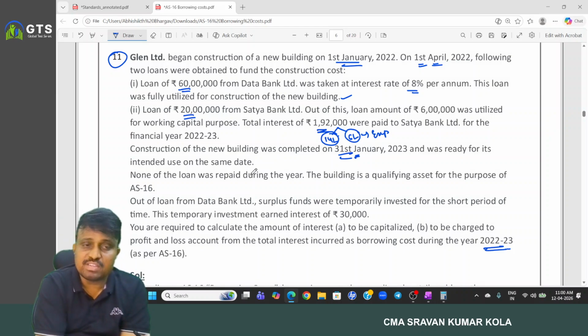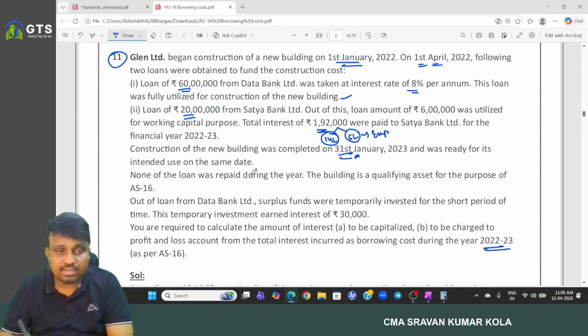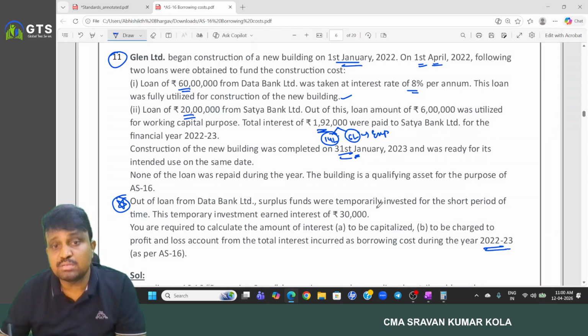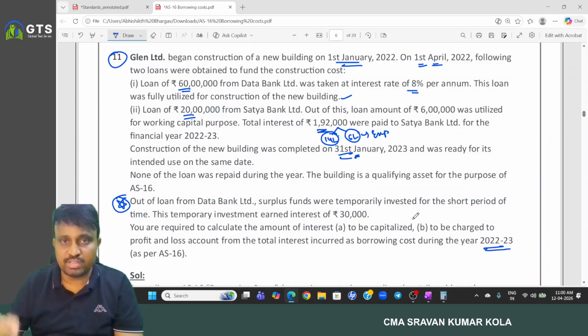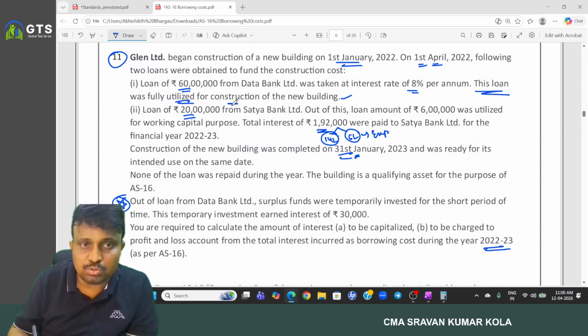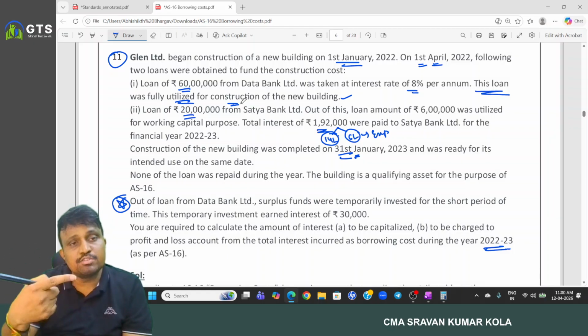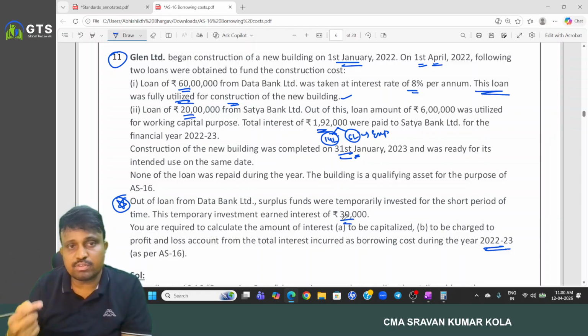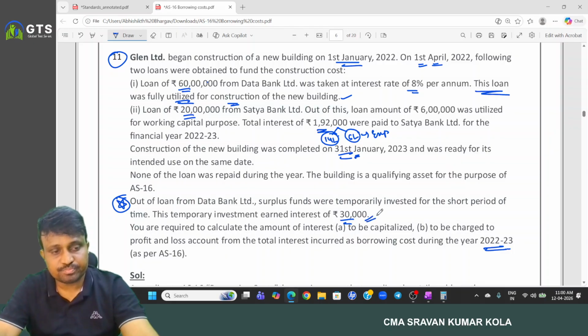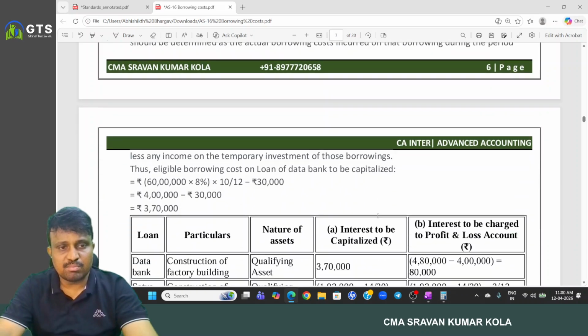The building is a qualifying asset for the purpose of AS-16. And this is important. Out of the loan from Data Bank Limited, surplus funds were temporarily invested for a short period. Data Bank Limited is a specific loan, and any income received will be reduced from borrowing costs. So 30,000 is reduced from borrowing costs, and then 60 lakh into 8% into period by 12, minus 30,000. We have to consider the period.